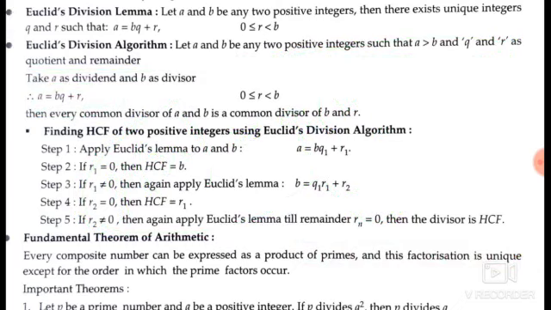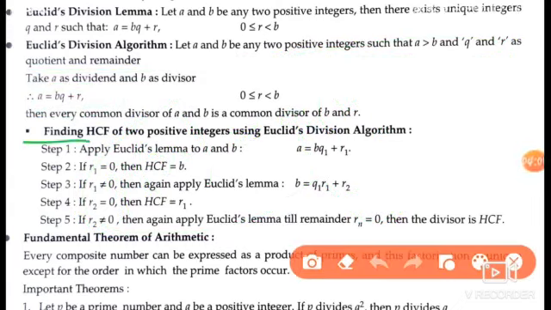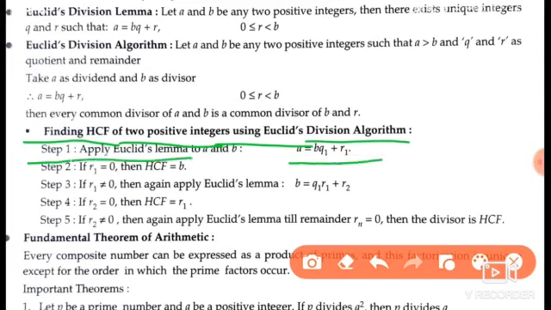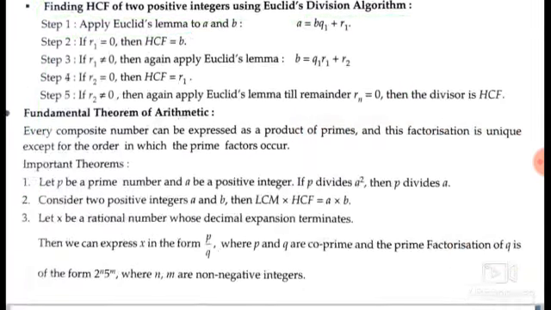Then the next point, finding HCF of two positive integers using Euclid's division algorithm. Step first, apply Euclid's division to a and b like this. You will easily understand these steps when we solve the questions. So go through these important points.